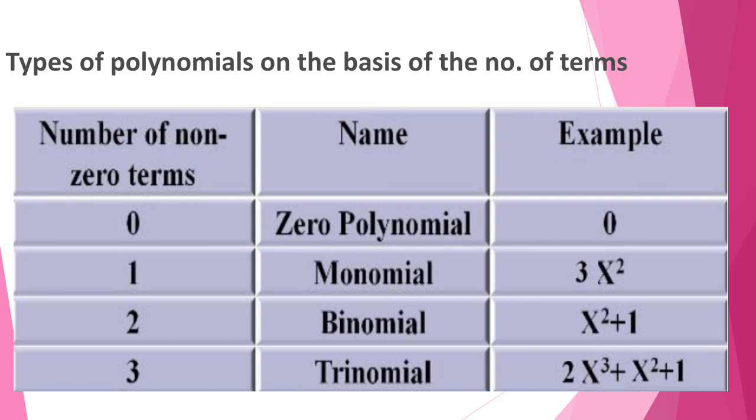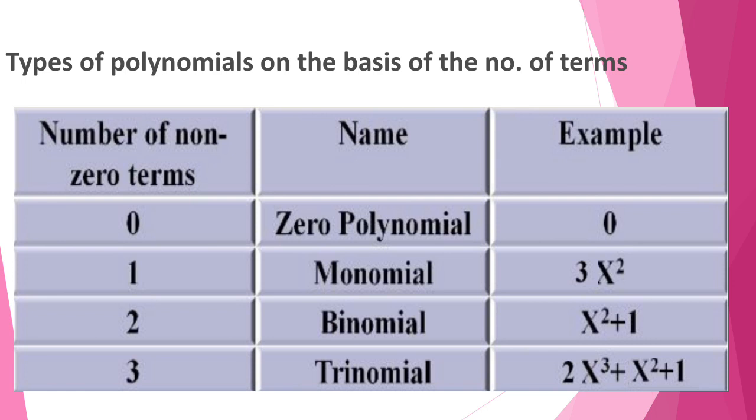Let's see the types of polynomials on the basis of the number of terms. If the number of terms is 0, then it is called the zero polynomial. For example, 0. If the number of terms is 1, then the polynomial is called a monomial. For example, 3x square. If the number of terms is 2, then it is called a binomial. For example, x square plus 1. x square is the first term and 1 is the second term.